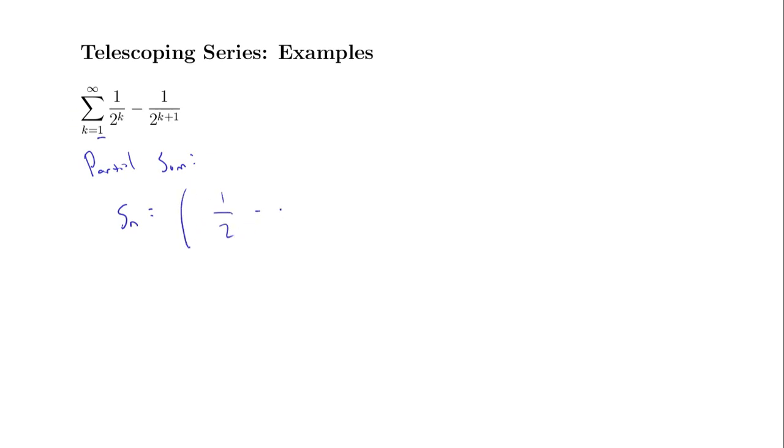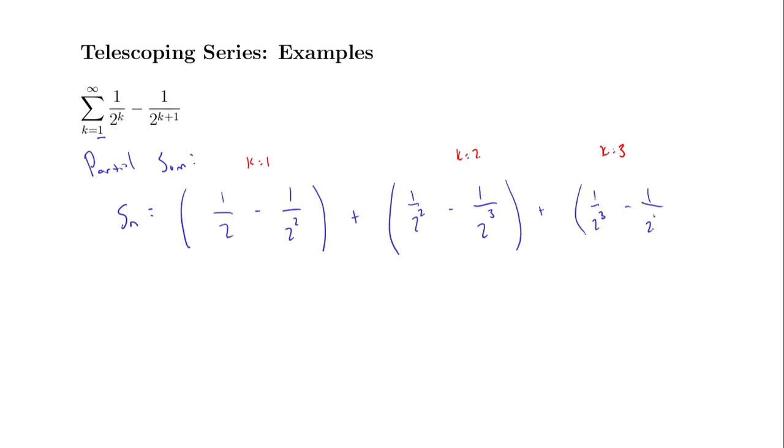That's 1 over 2 minus 1 over 2 squared. I'm going to just write exponents on here because I'm going to start eventually running out of stuff that I know. So this is when k was equal to 1. Now when k is equal to 2, I have 1 over 2 squared minus 1 over 2 to the k plus 1. That's 2 cubed. And I'll do another one. When k is equal to 3, I've got 1 over 2 cubed minus 1 over 2 to the 4. And then we've got plus dot, dot, dot.